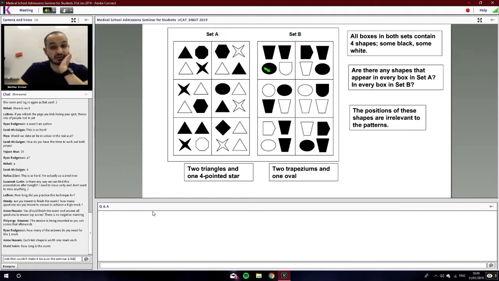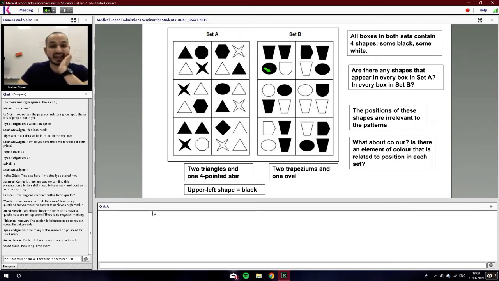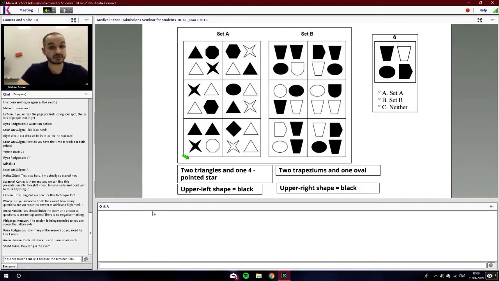Some of you may not have got the second bit. So the top left shape in A, it's black every time. So in each box, top left is black. And in B, the top right shape in each box is always black. So that is the full pattern written underneath there. Some students may not have got both bits, but as long as you have some of that, you would be able to get at least 3 or 4 marks. If you had both, you would get all the marks.